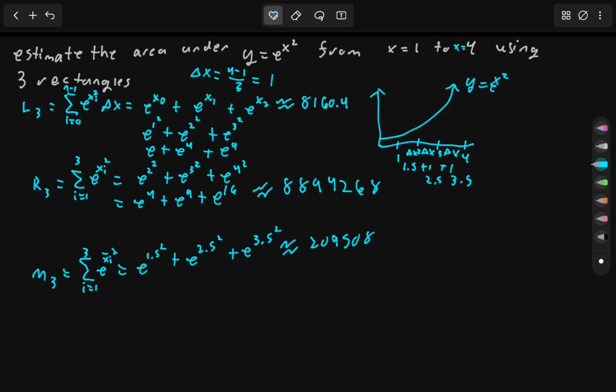Well, in this case, there's going to be more area accounted for. The height of the rectangle is actually going to be, for the most part, above the curve. The midpoint sum is going to have some area that is above the curve and some that's underneath the curve. And because of this fact, the midpoint sum is normally the best estimate for the function.